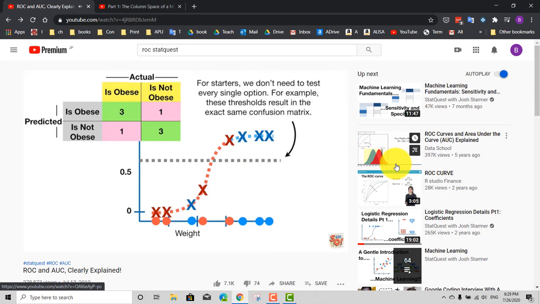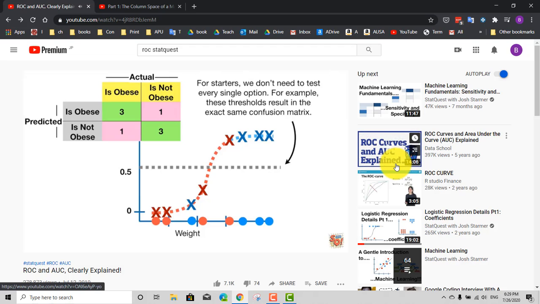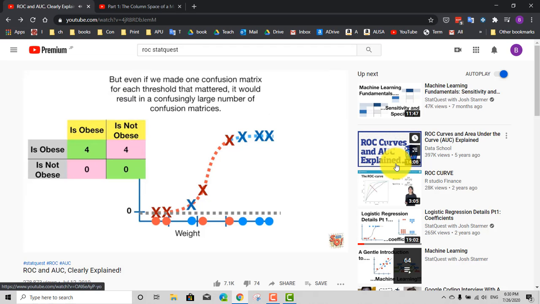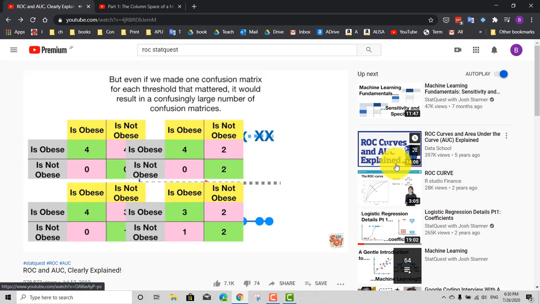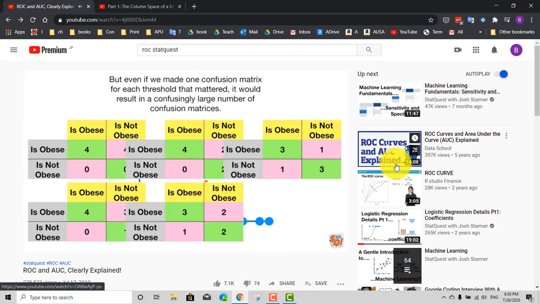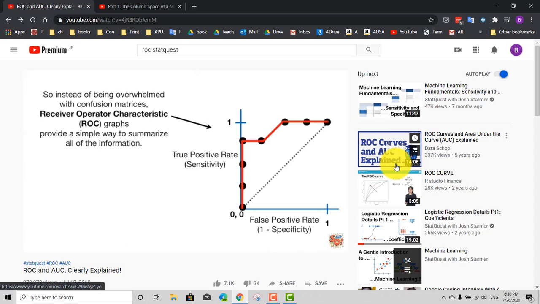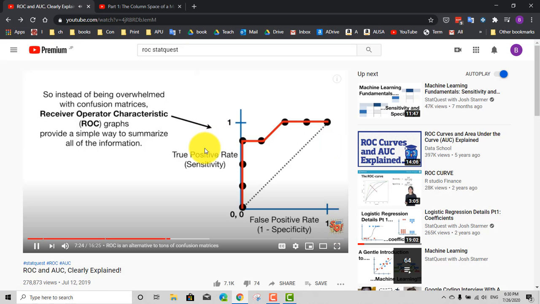For example, these thresholds result in the exact same confusion matrix. But even if we made one confusion matrix for each threshold that mattered, it would result in a confusingly large number of confusion matrices. So, instead of being overwhelmed with confusion matrices, receiver operator characteristic ROC graphs provide a simple way to summarize all of the information.